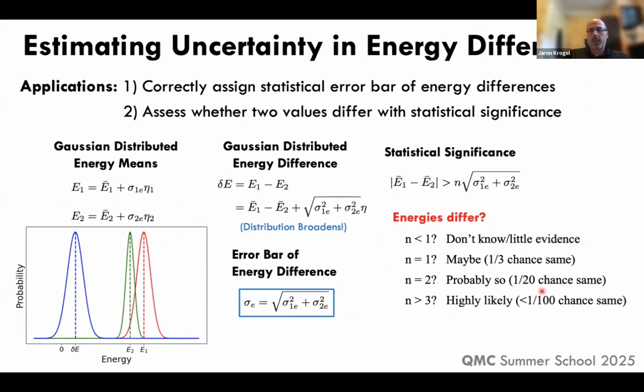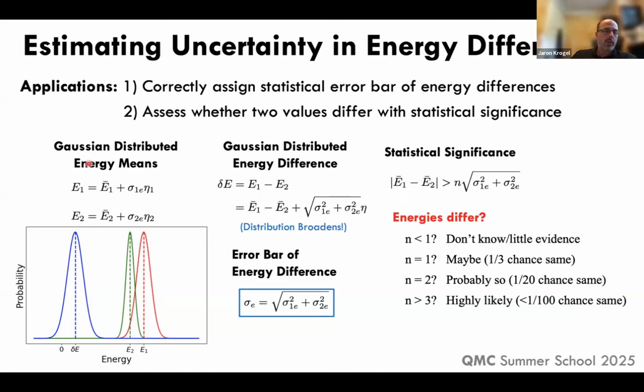All right. As a final statistical topic that's fairly basic but crucially important is being able to estimate the uncertainty in energy differences. So the applications here are to correctly assign the statistical error bar of energy differences and to assess whether two values differ with statistical significance.